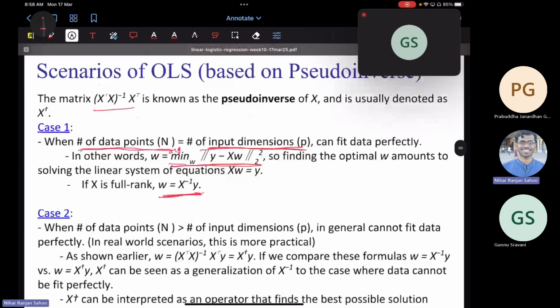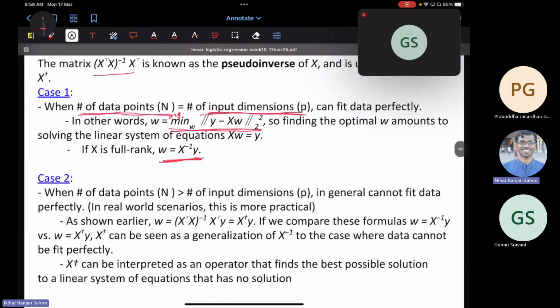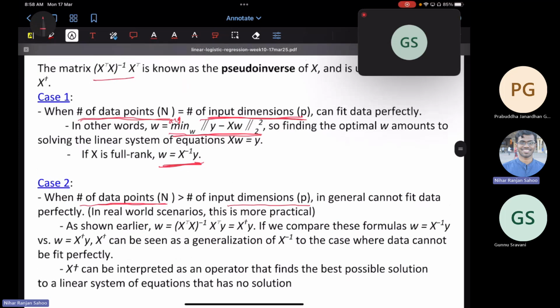But in 99% of scenarios, we will see the case where the number of data points is more than the number of input dimensions. In that case, we cannot directly compute this because x inverse will not exist. That's why we rely on this pseudo inverse to find the optimal W and B.